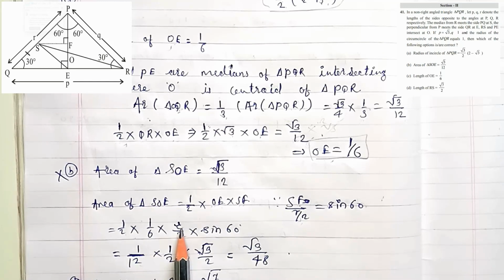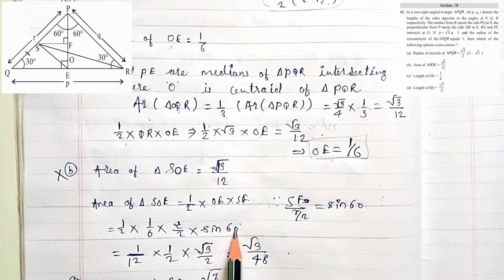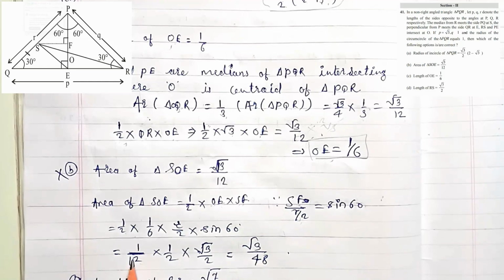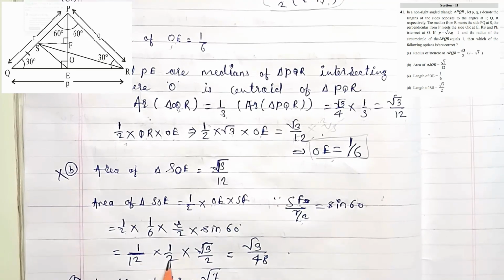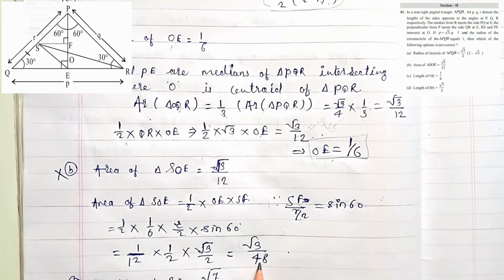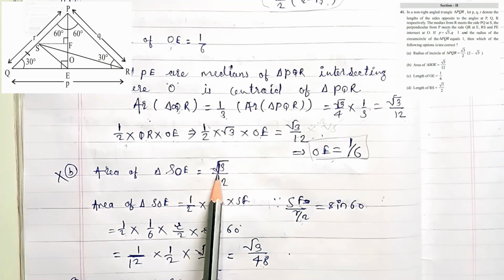R by 2 means 1 by 2, sine 60 is root 3 by 2. So multiply all these terms, you will get root 3 by 12 into 4, 12 into 4 is 48, so root 3 by 48. So this is our required answer, but in option number B, root 3 by 12 is given. So option number B is wrong here.